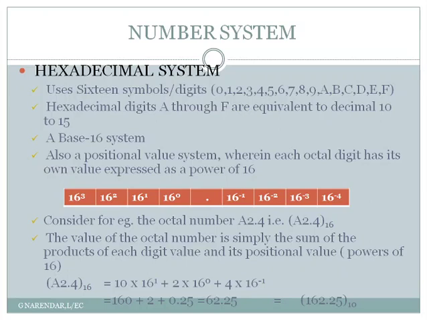Since it has 16 symbols to represent any quantity, it is called a base 16 system. The symbols start from 0 and go up to F. And like all the other number systems we have discussed so far, the hexadecimal system is also a positional value system, wherein each hexadecimal digit has its own positional value expressed as a power of 16.